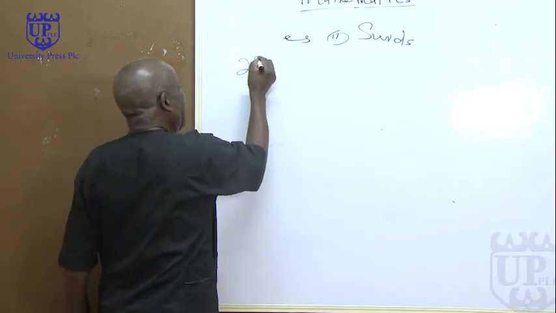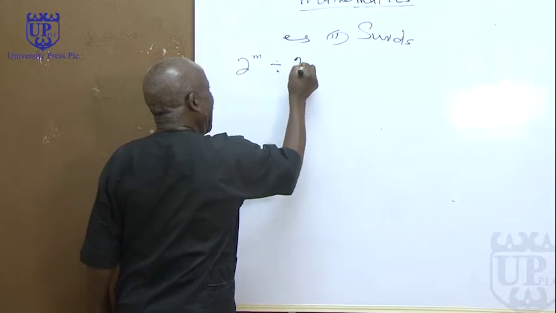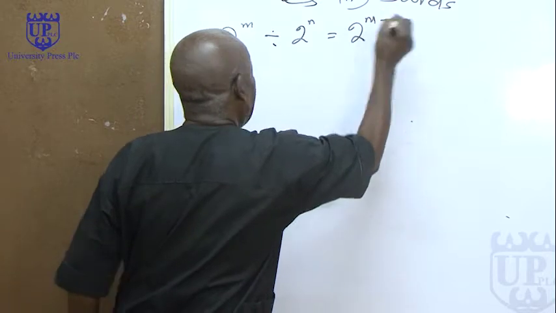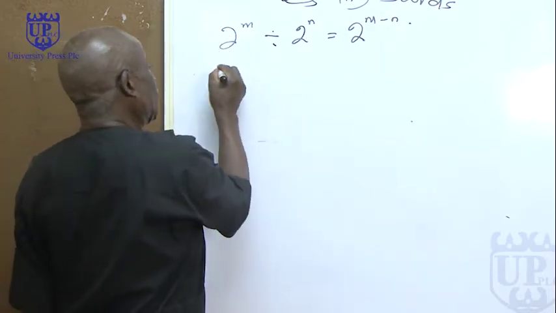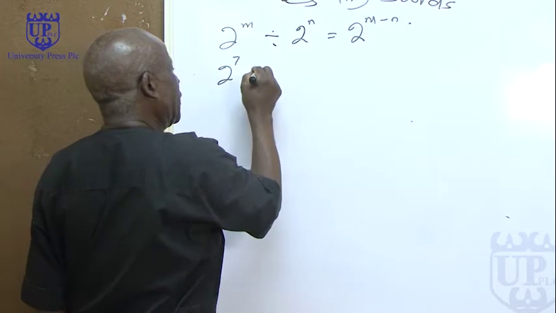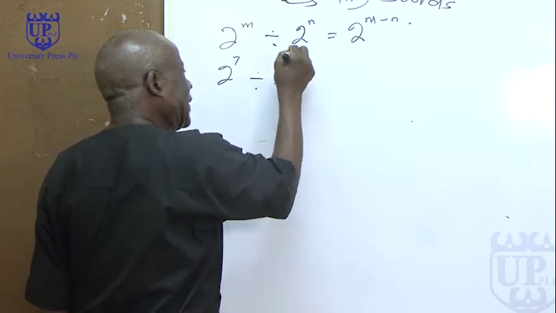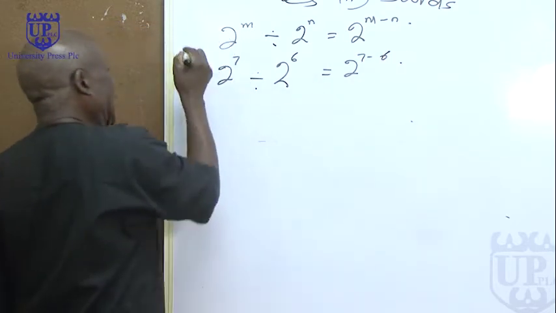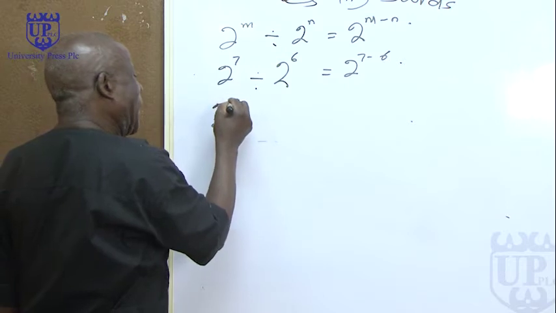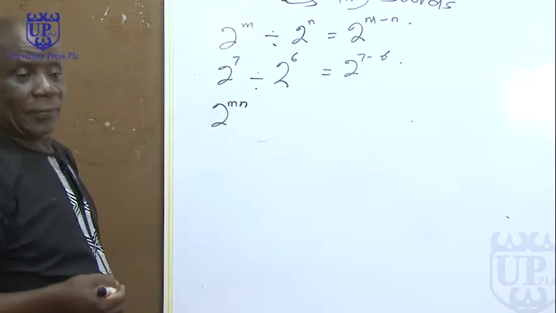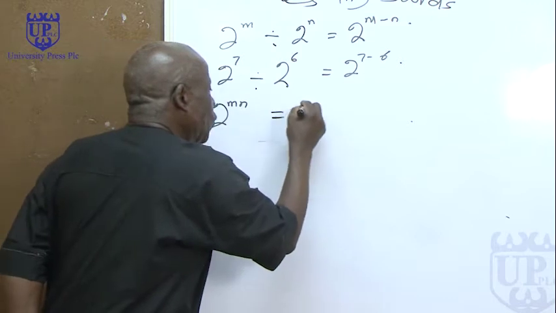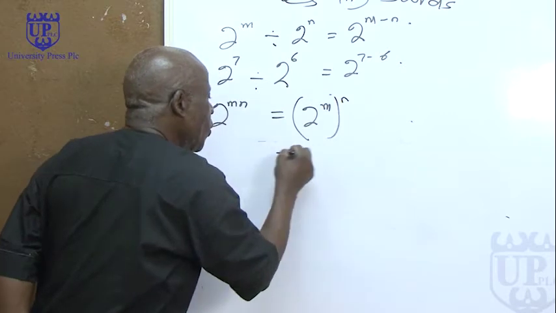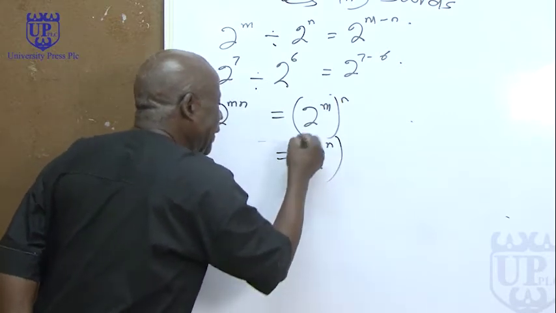Now, 2 raised to power m divided by 2 raised to power n is the same thing as 2 raised to power m minus n. For example, 2 raised to power 7 divided by 2 raised to power 6 is the same thing as 2 raised to power 7 minus 6. Another one, 2 raised to power mn is the same thing as 2 raised to power m everything raised to power n, or 2 raised to power n everything raised to power m.